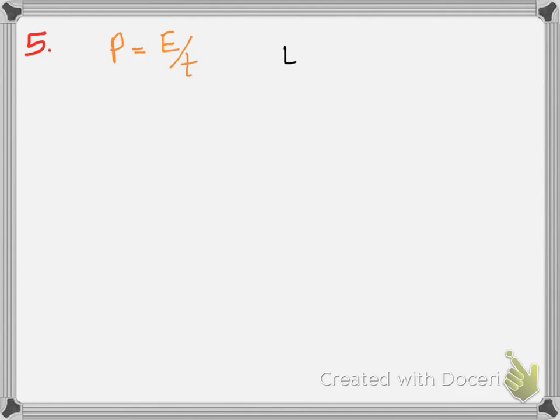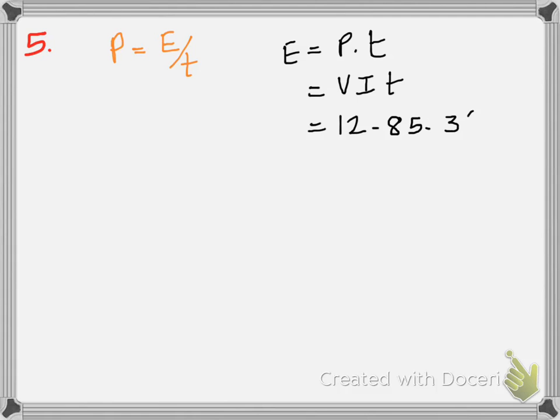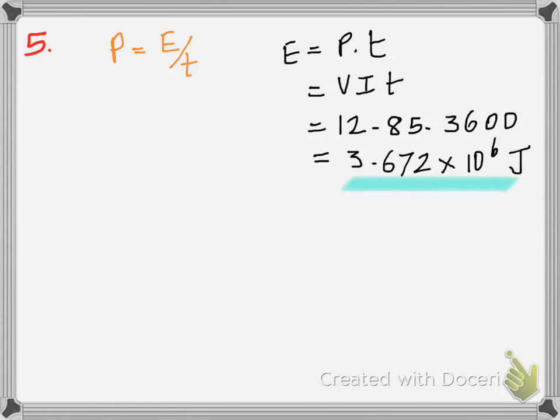So power is work over time, which is energy over time, isn't it? Yeah, power is work over time. So energy is power multiplied by time. And power is voltage times current, isn't it? Now why am I doing that? Because I know I times T is what's given, ampere hour. So I said 12 volts times 85 times 3600. 1 hour is 3600 seconds, isn't it? There you go. Your answer, 3.672 times 10 to the 6 joule.